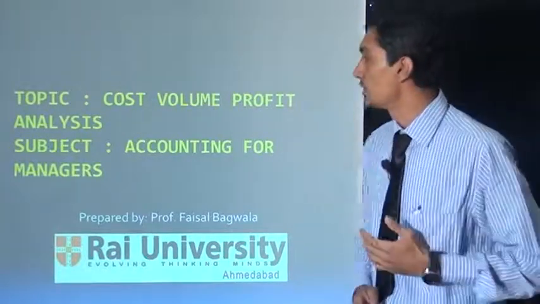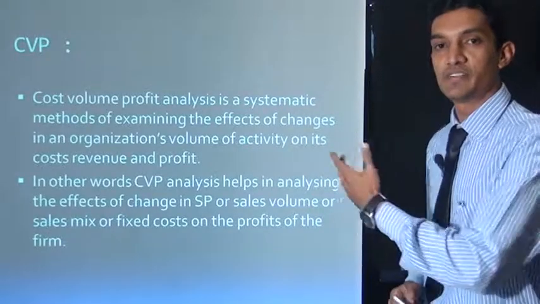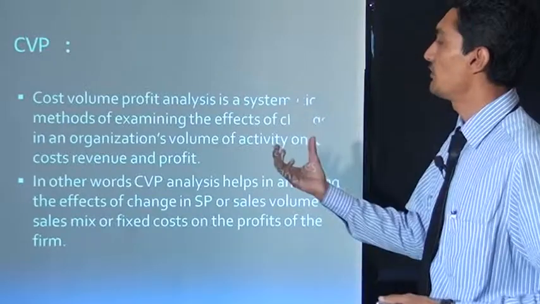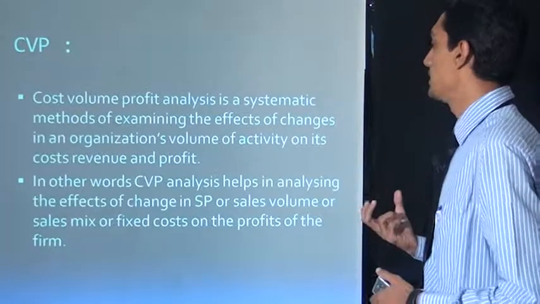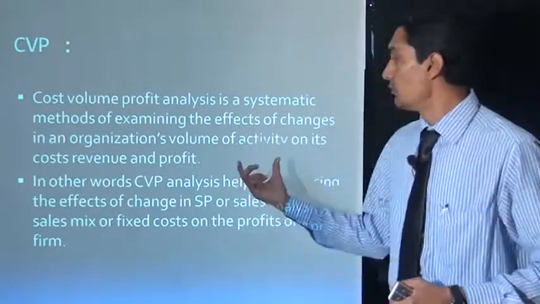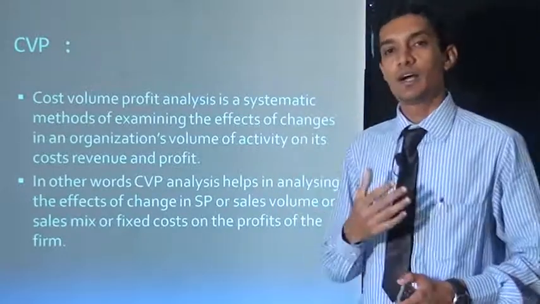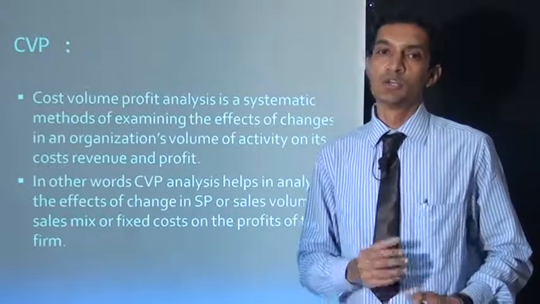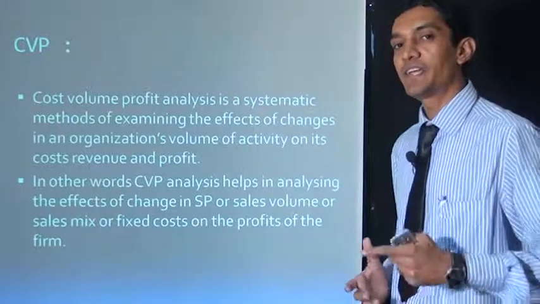Now first we are going to move to CVP, cost volume profit analysis. First, the definition: cost volume profit analysis is a systematic method of examining the effects of change in an organization's volume of activity on its cost, revenue and profit. Volume means a term of money. I already discussed our selling price, variable cost and fixed cost. All are deducted and we get the profit.